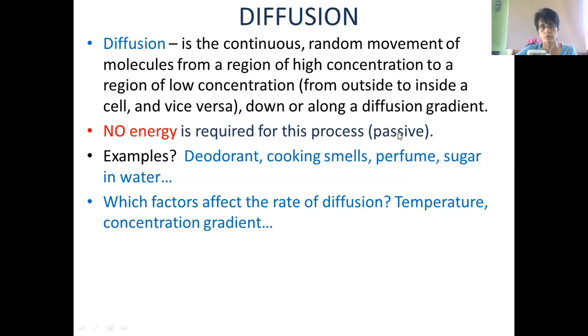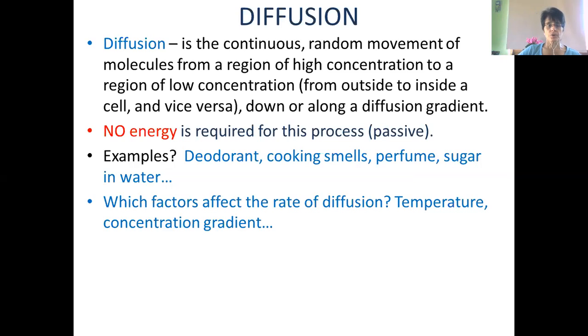It happens, all right? If your mom is cooking something nice in the kitchen, like a piece of steak or eggs, you are eventually going to smell the food that is cooking, because those molecules move from a region of high concentration to low concentration through the rest of the house, into your nose, and then you can smell. So there's no energy that is required. The molecules move randomly because they have kinetic energy themselves.